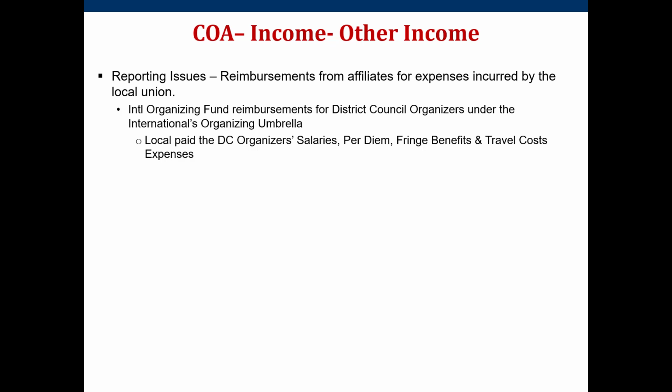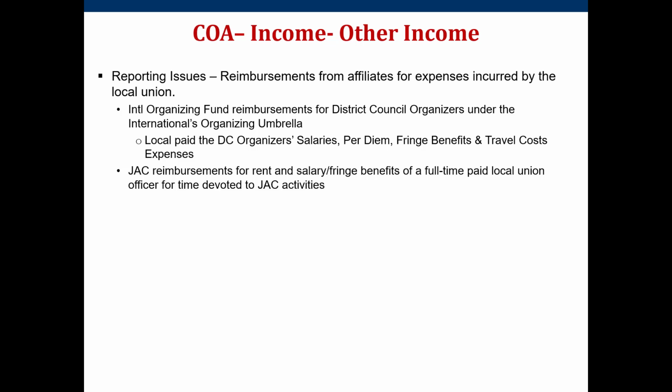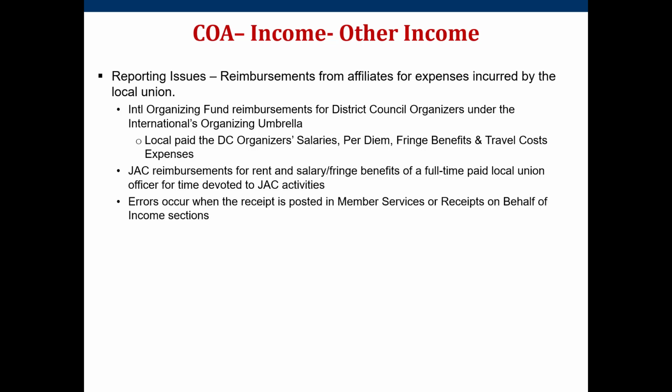Another example is for the local union's training fund. The JAC may reimburse for the rent and salary and fringe benefits of a full-time paid local union officer for the time that he devotes to training activities. Errors occur when the receipt of these types of reimbursements are posted in member services or in the Receipts on Behalf of section. So, in the example for a JAC reimbursement, we do not actually have an account set up for training fund reimbursements. So let's go ahead and add that account to our chart of accounts.